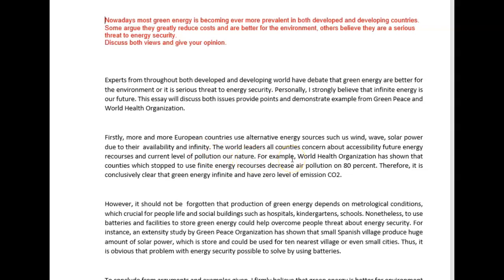For example, World Health Organization has shown that countries with an R which stopped using fossil fuel resources, okay, with an S, and then here you want a C, decreased air pollution by 80%. Therefore, it is conclusively clear that green energy is renewable and has zero level of CO2 emissions, with an S.